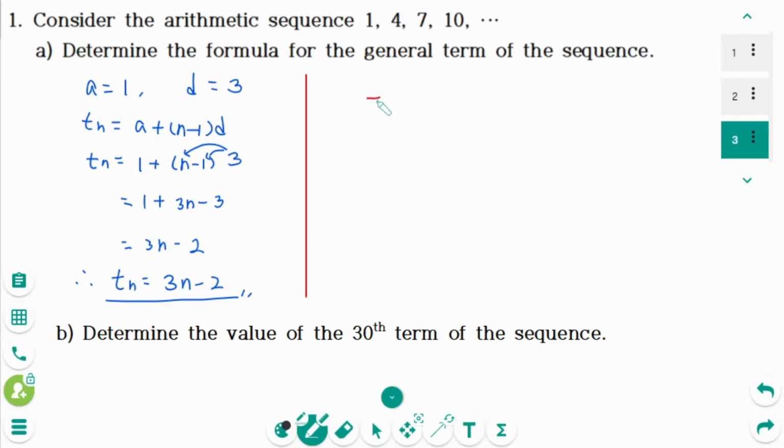Number b, the general term equals 3n minus 2. Then the 30th term is t30 equals 3 times 30 minus 2, which is 90 minus 2. The final answer is 88. Then t30 equals 88.